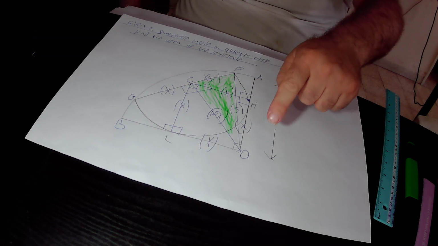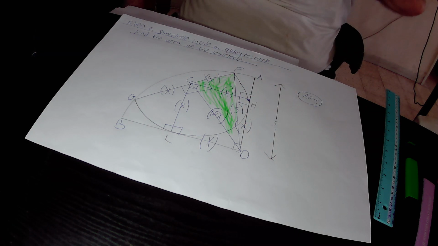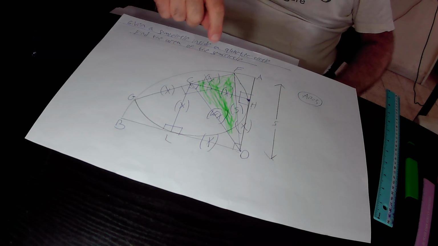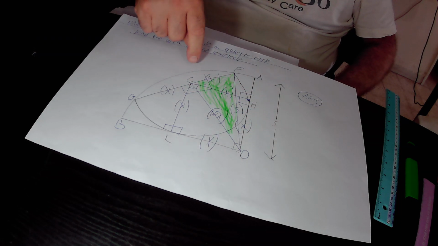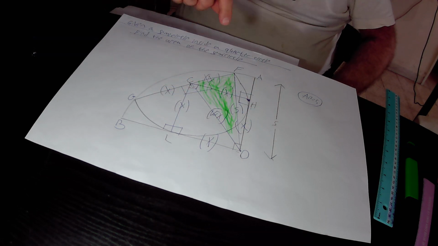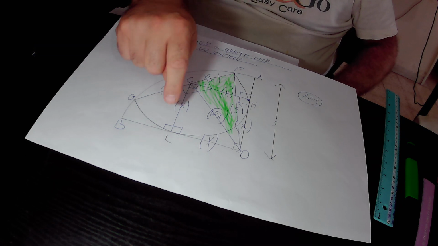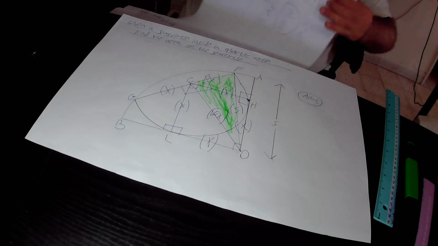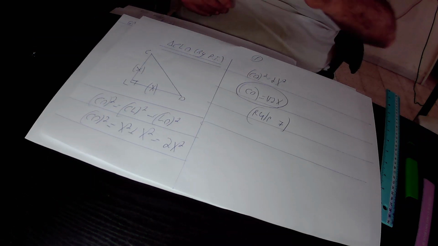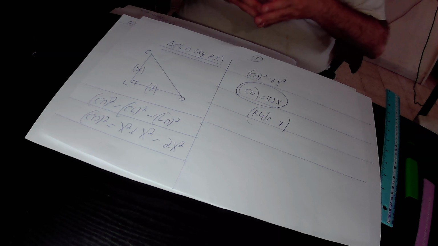In the next step, we join points O and C together by a straight line. By joining points O and C, we get here the right-angled triangle, triangle CLO. So copy the right triangle CLO in a new page and implement the Pythagoras theorem in this right-angled triangle, triangle CLO. This is the right-angled triangle CLO that I copied from the original drawing.